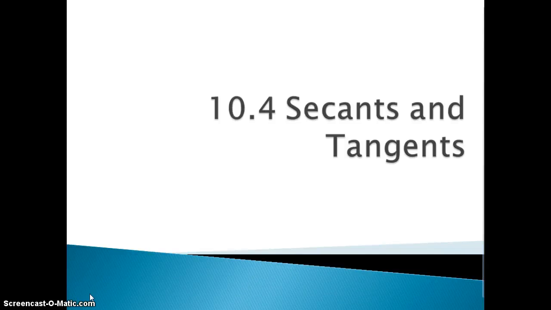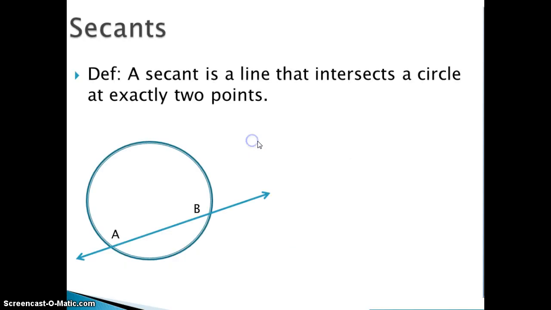Welcome to section 10.4, Secants and Tangents. Today we look at some very special segments related to circles. The first one we have is a secant. A secant is a line that intersects a circle at exactly 2 points.